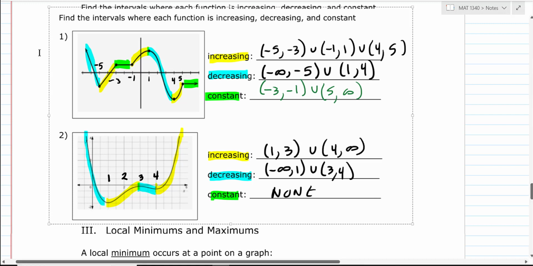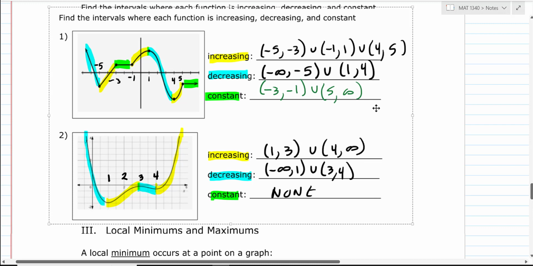Decreasing, I highlighted in blue: negative infinity to -5, and then 1 to 4. Again, look at those x values when you name them, okay? All right, I saw several of you didn't see the 2 constant places on here. Those I highlighted in green. That's -3 to -1, and then 5 and forever. Okay, so that's what you should have come up with, exactly like that.